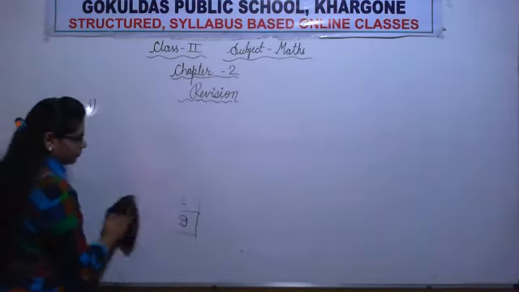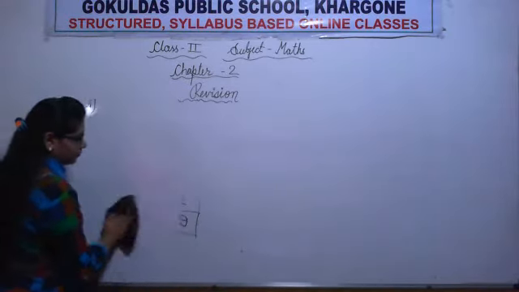Again, place the digits correctly and add. So, part B, what is part B? 62 plus 38. First of all, we will mark places in the given number. So, this is ones and this is tens. We always start from ones, from the right.